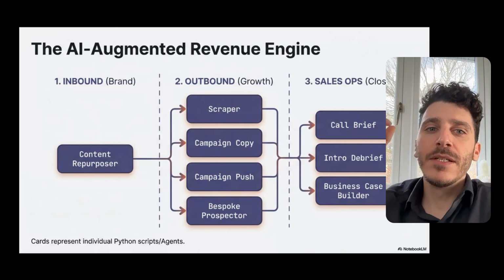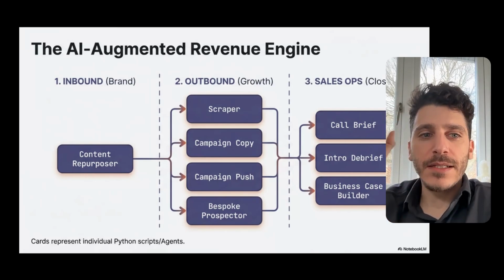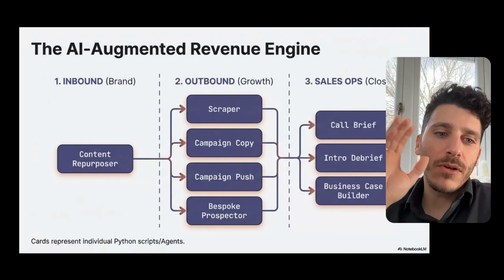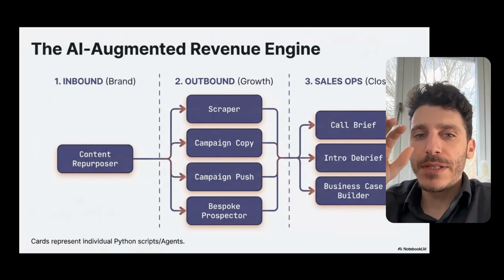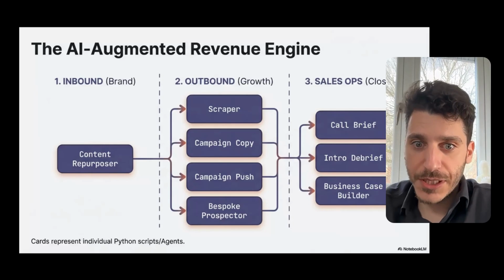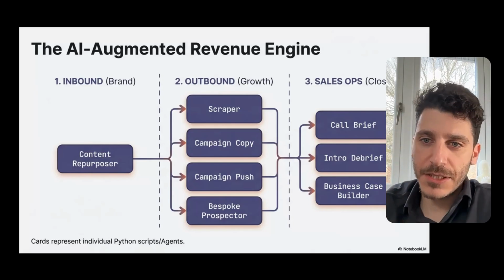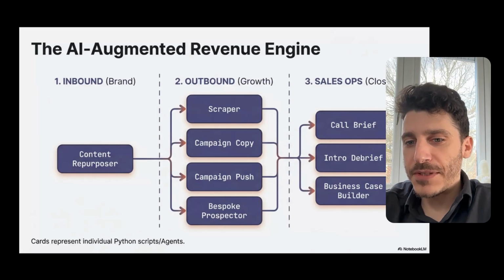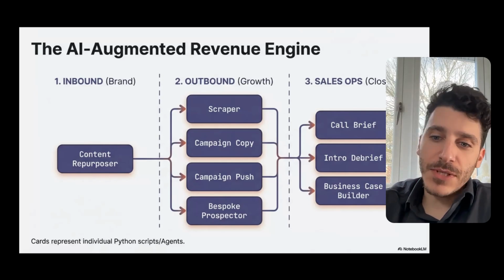short amount of time. So what we'll cover in this is a few different areas in sales and marketing. One is inbound, so content repurposing agent. Two is outbound, so scraping, campaign copy agents, campaign push creation agents, bespoke prospecting agents, and sales ops, which is closing. So looking at call briefs, intro briefs, and business use case builders.